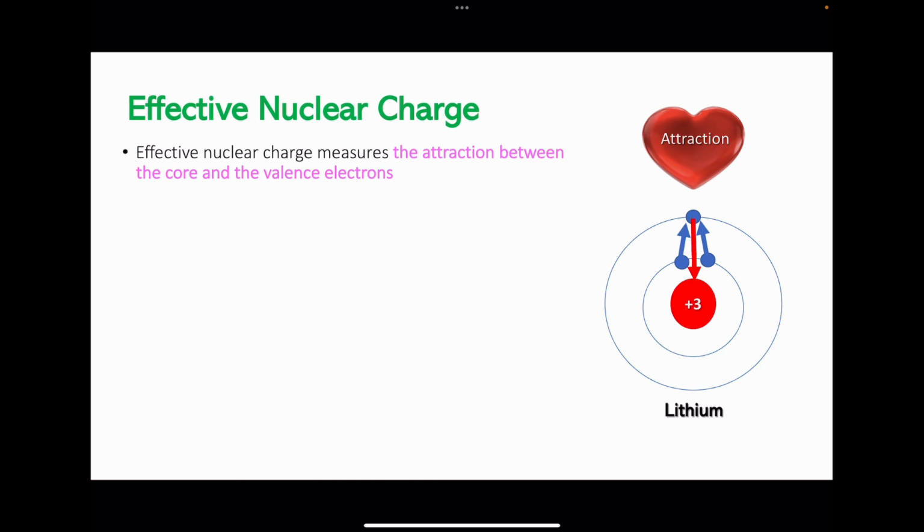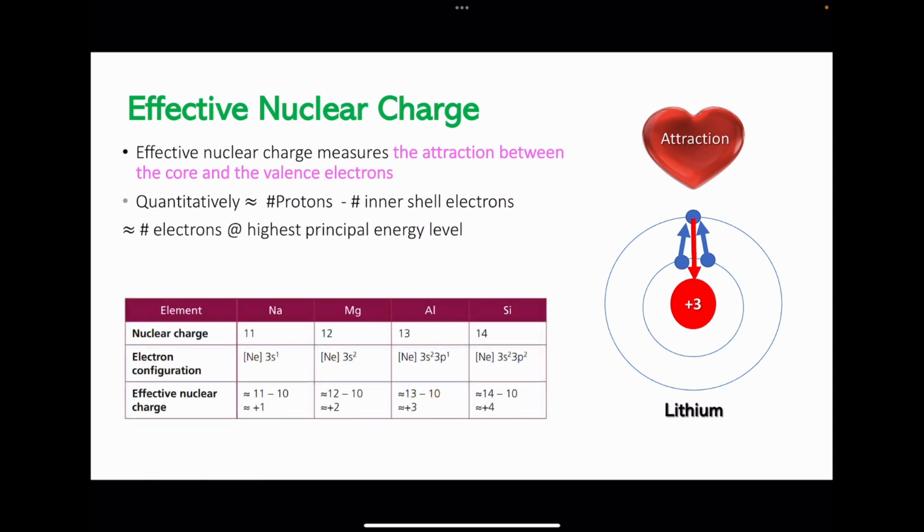Quantitatively, it equals the proton number take away the number of inner shell electrons. So basically, it equals the number of outer shell electrons, or we can say the electrons at the highest principal energy level.